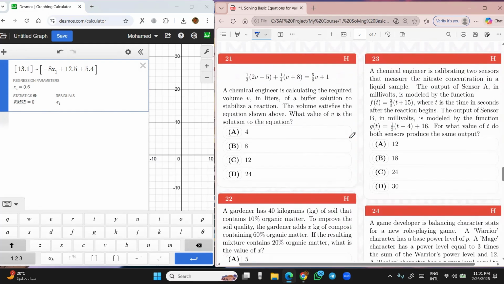And then we go to the hard ones. For this kind of question, we need to make sure that we write everything accurately and are precise when writing the equation. A chemical engineer is calculating the required volume, V in liters, of a buffer solution to stabilize a reaction. The volume satisfies the equation shown above. What is the value of V? As you can see, the value of V is the only thing you need to find here.